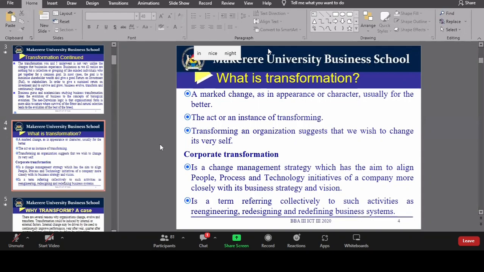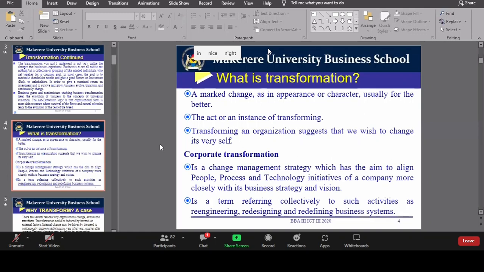In my opinion, for ease of achieving the strategy and vision of the business, we need the right people to run the processes and to be adaptive to new changes like technology. Thank you very much. That is briefly what it is. Thank you, MM. It is a term referring collectively to such activities as re-engineering, redesigning, and redefining business systems.